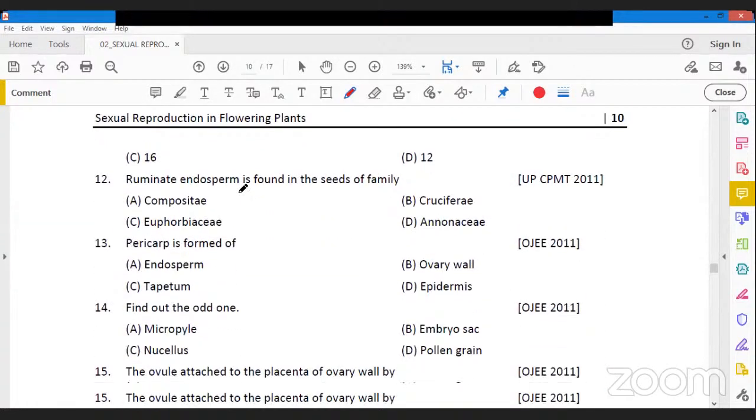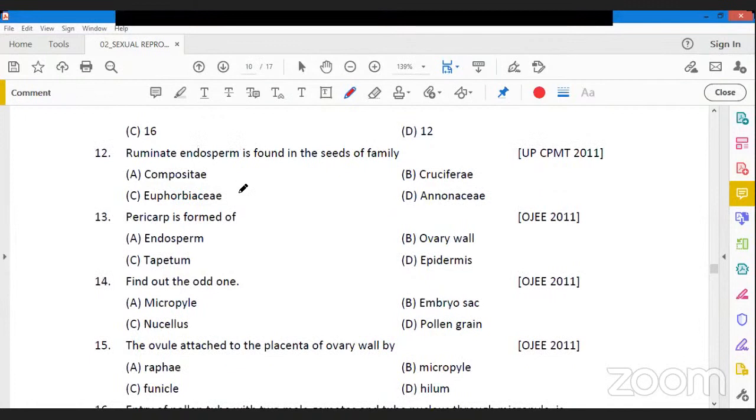Ruminate endosperm is found in the seeds of which family? So what do you mean by ruminate endosperm? That is persistent endosperm. It is found in the seeds of family Anonaceae. Okay, it's not in our second PU syllabus. It's another state's question.